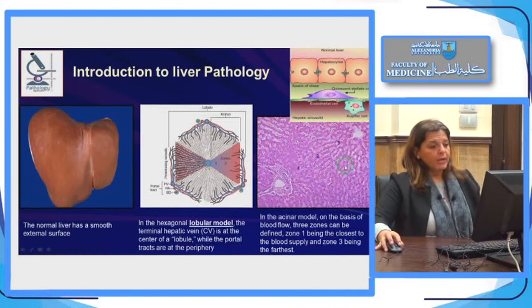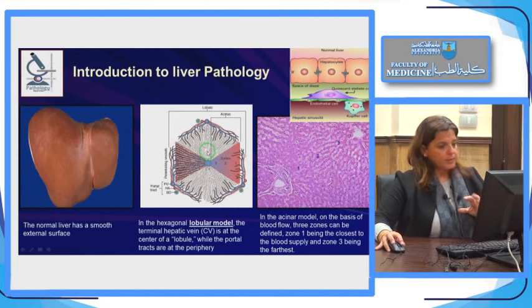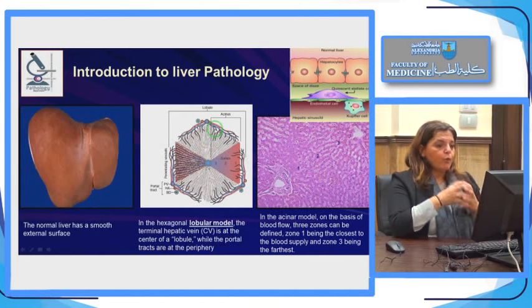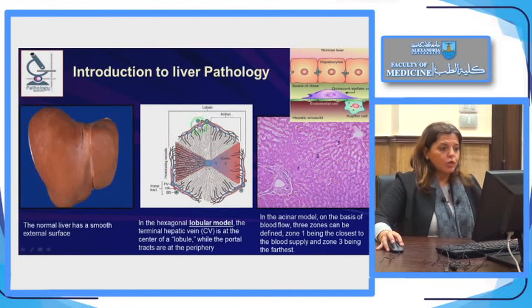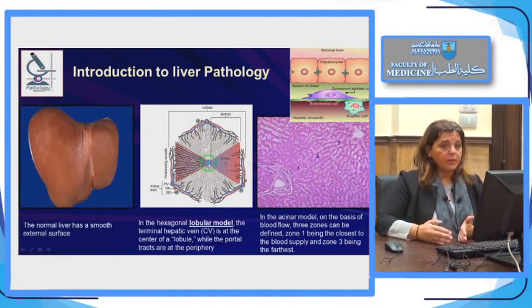On the histology level, we need to understand a few terms. The unit for liver function is called the liver lobule. This lobule, as previously explained to you in histology, has a hexagonal shape, and in the center of that lobule we have a vein. This vein is called the central vein. And what is the central vein? It's a tributary of the hepatic vein.